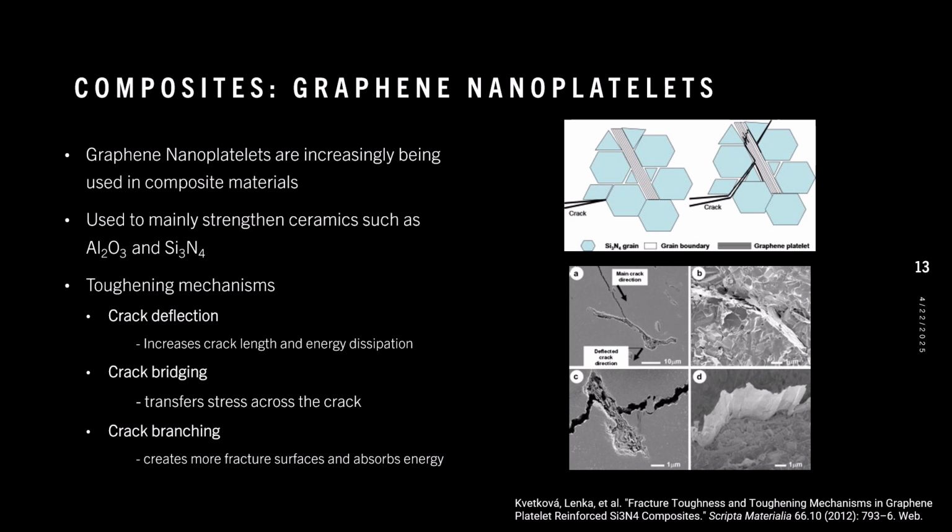Crack deflection helps redirect the crack in the composite material to increase the path length, which in turn increases the energy required by dissipating it throughout the material. Crack bridging helps prevent the crack from opening up by bridging the gap and pulling both sides together. Lastly, crack branching splits the cracks up, which creates multiple smaller fractures instead of one large fracture, which helps the entire material absorb the energy.